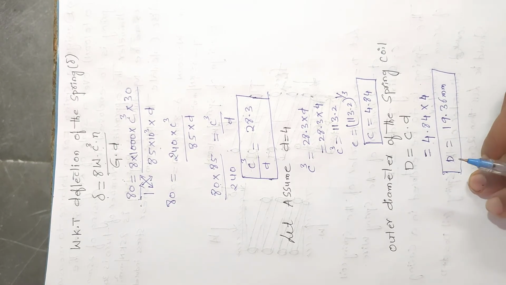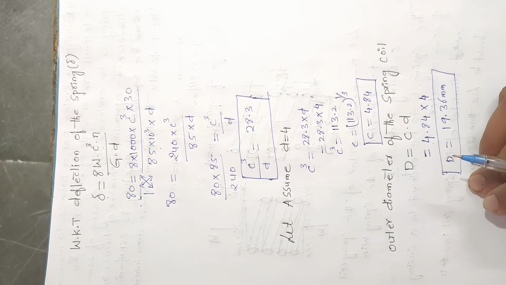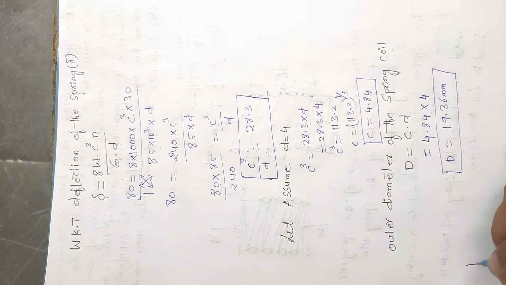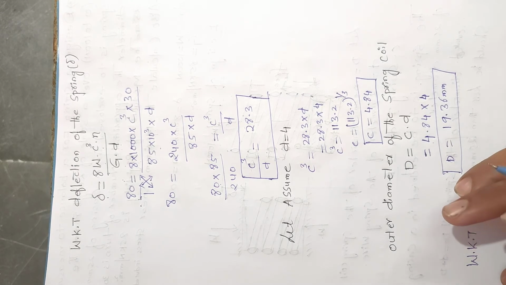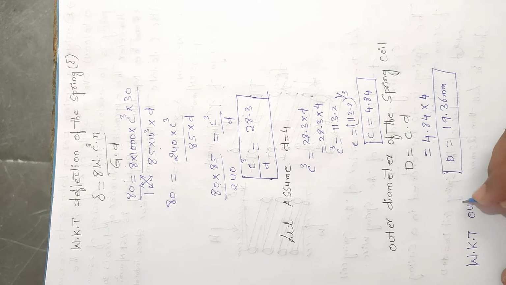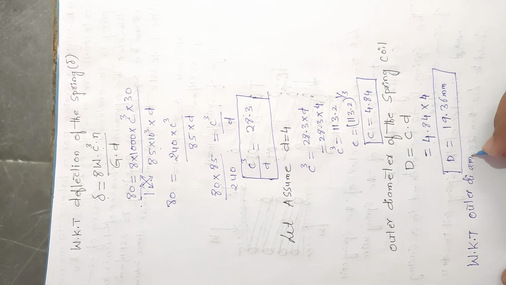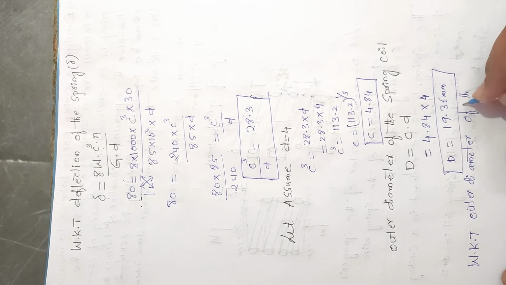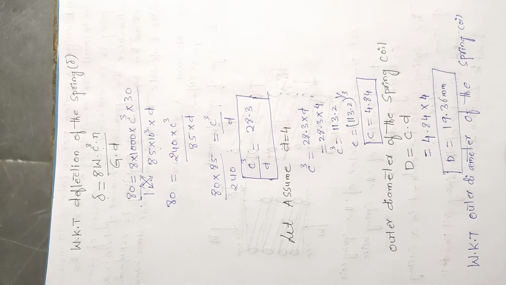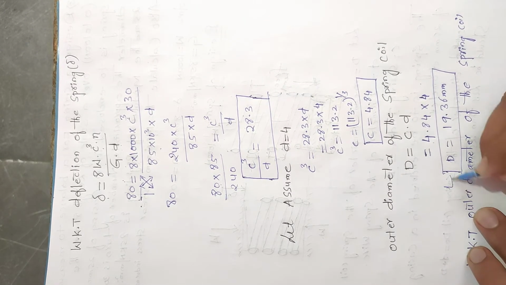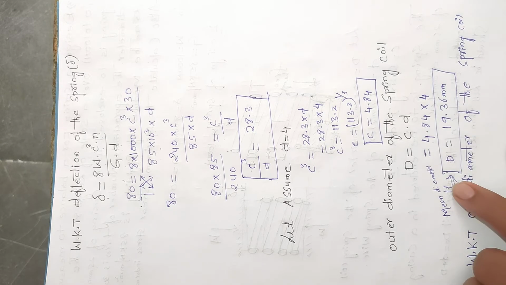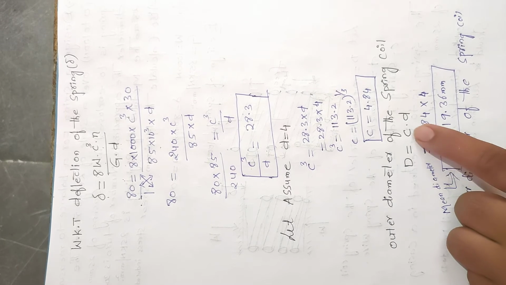After that, we know very well the outer diameter of the spring coil. What is the formula? D plus small d. So outer diameter of the spring coil, diameter of the spring coil. So what does this D indicate? This D indicates the value of mean diameter. Don't be confused. Okay dear, don't be confused. So the value of mean diameter is C into d.